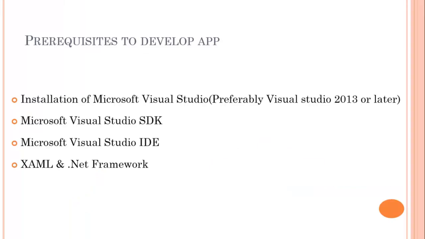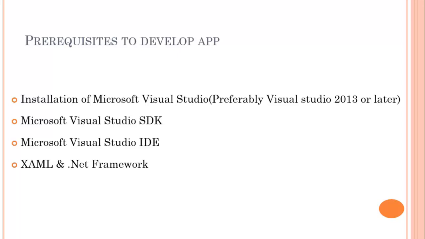There must be Microsoft Visual Studio installed on your desktop or laptop. I prefer you to use Visual Studio 2013 or latest version. You must take care that you install Visual Studio from the Microsoft website as it is authenticated software. Next is Microsoft Visual Studio SDK. Microsoft Visual Studio Software Development Kit is necessary to design Windows Phone 7 application development.